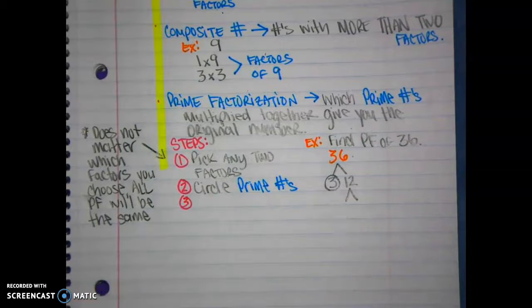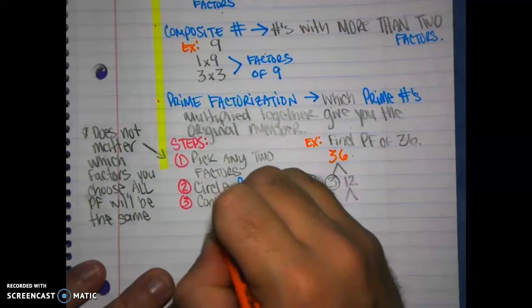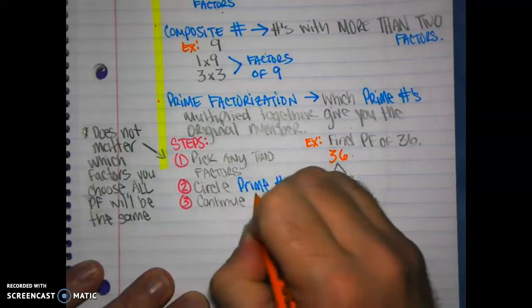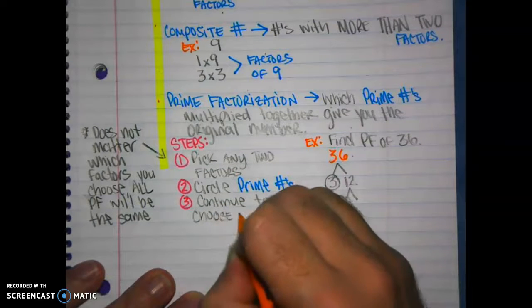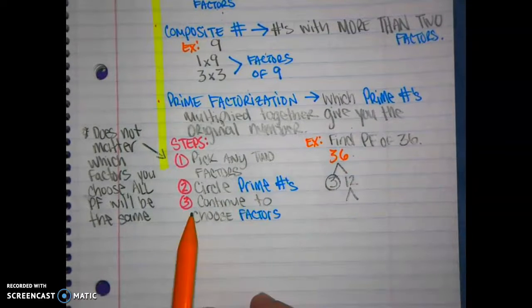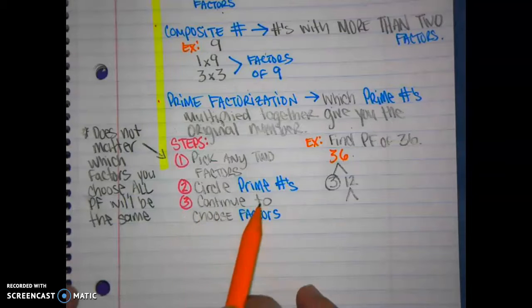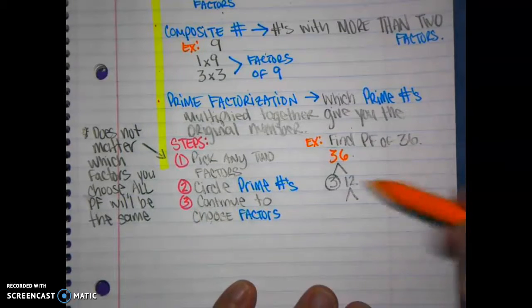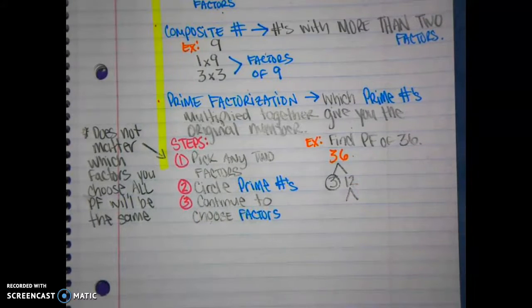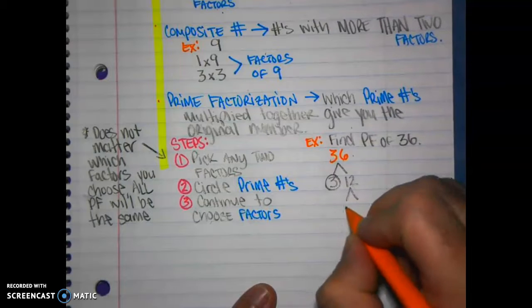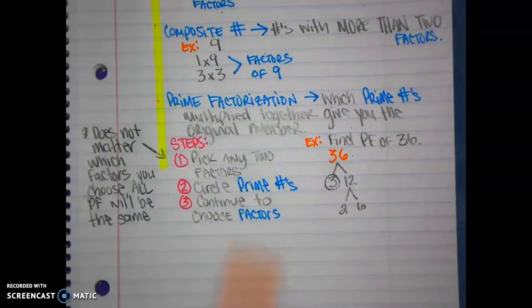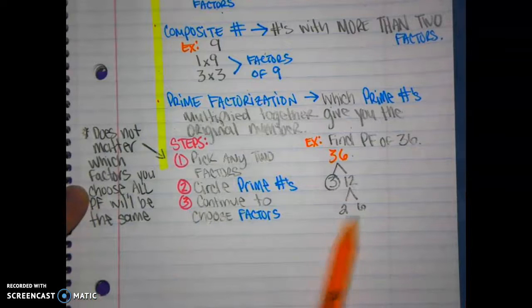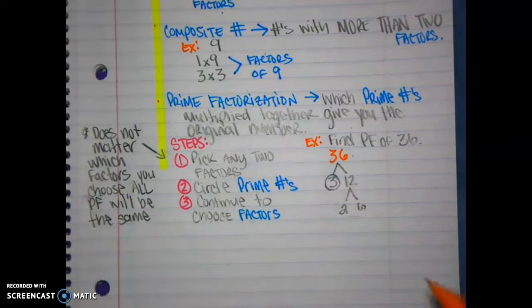Step 3 is to continue to choose factors. With the 12, I'm going to pick any two factors, and for the sake of it, I'm just going to say 2 times 6. Again, it doesn't matter which factors you choose. In the end, you're going to get the same answer.